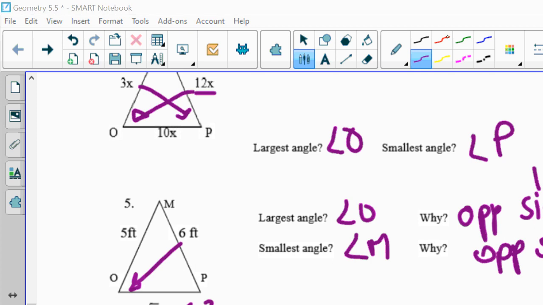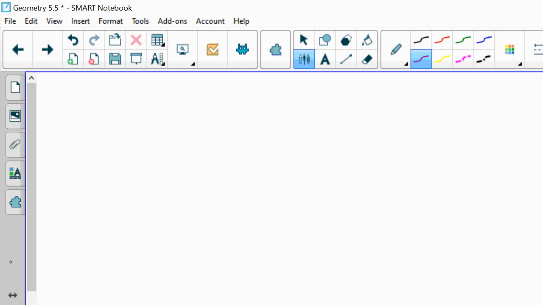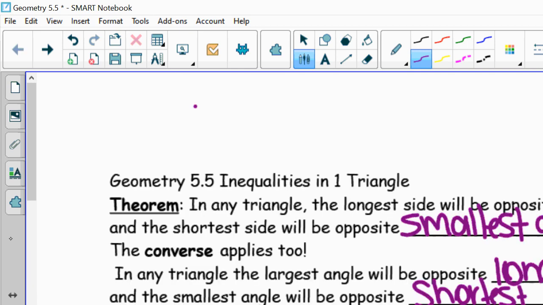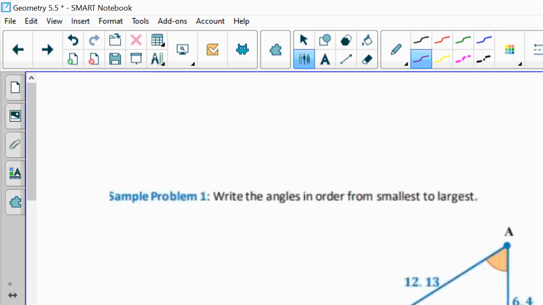All right, let's look at the back of these. Okay, so sample problem number 1, it says write the angles in order from the smallest to the largest. So my smallest angle is going to be across from 6.4 since that's the shortest side, so that's angle B. So we're going to have angle B, comma. So then 10.3 is next, across from 10.3 would be angle A. And the largest angle would be across from the 12.13 because that's the longest side, angle C.